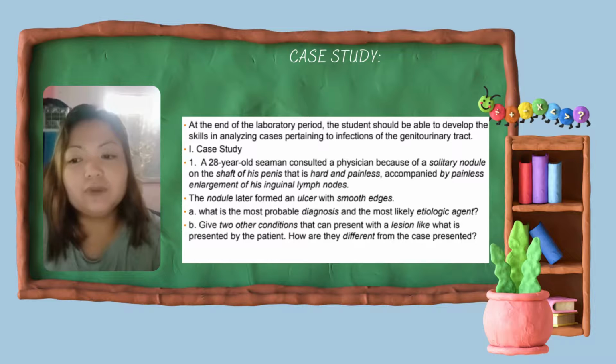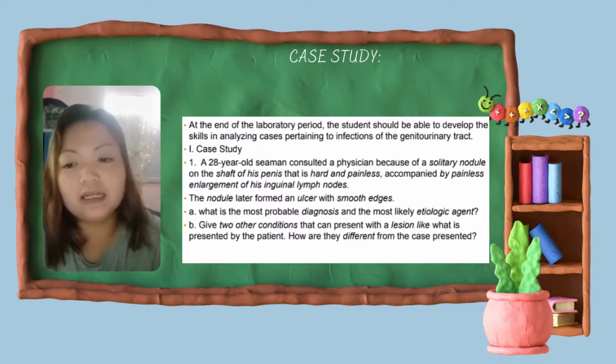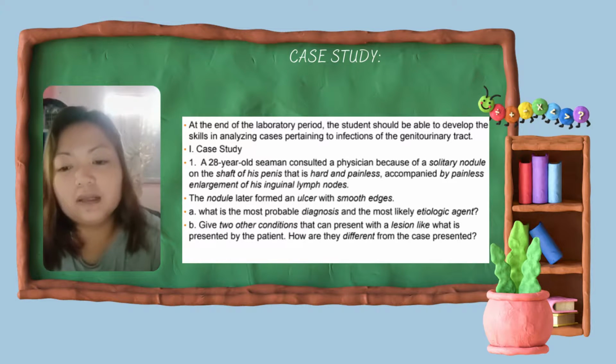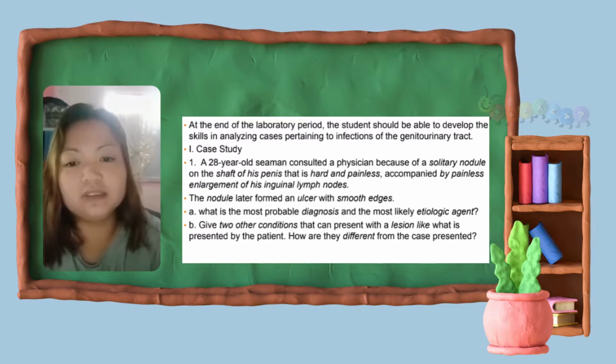And letter B, give two other conditions that can present with a lesion like what is presented by the patient. How are they different from the case presented? LGV: painless papule and enlarged lymph nodes. Chancroid: painful papule and inguinal lymphadenopathy.